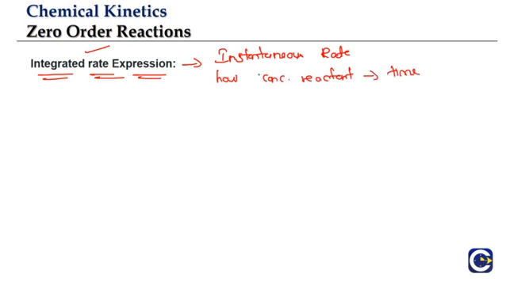Once we have the integrated rate expression, which we are going to derive now for the zero order reaction, we will be able to tell how concentration of the reactant will be changing with respect to time. So that is the advantage of integrated rate expression. The name integrated rate expression has come because we will take the instantaneous rate expression that will come from the rate law and we integrate it. So that is the reason why we are calling it the integrated rate expression.